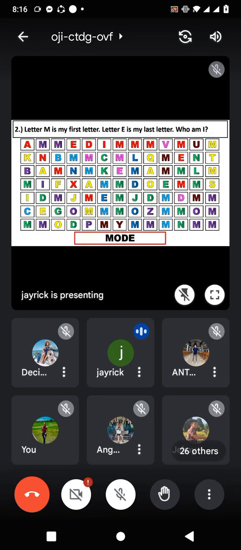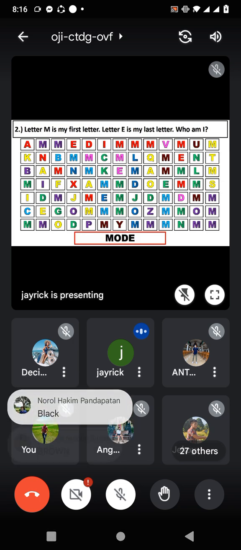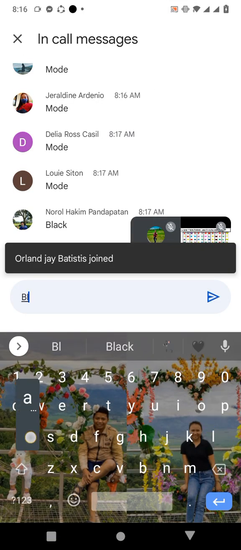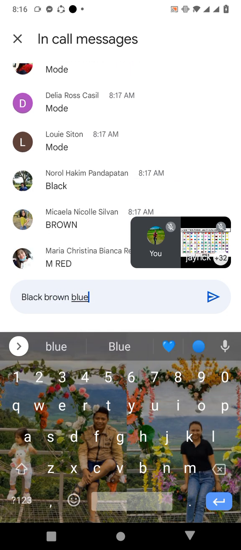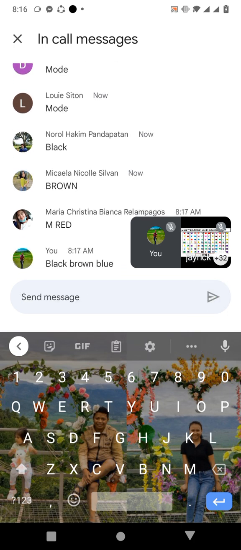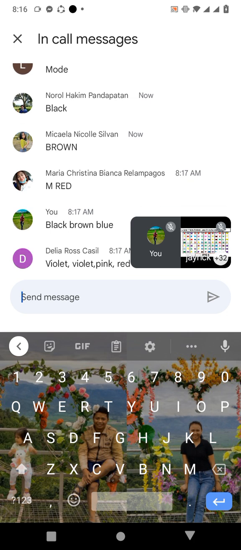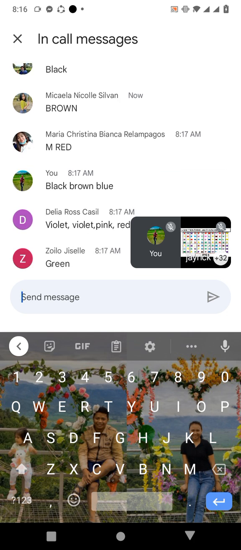Jen, tama na yan. Send your answer. Mode. Okay, black. Okay, brown. Black lang ba? Brown lang ba? Okay, if you have really seen this word, red. Naka-red ba si mode? Black, brown, blue. Black, brown, blue, no?